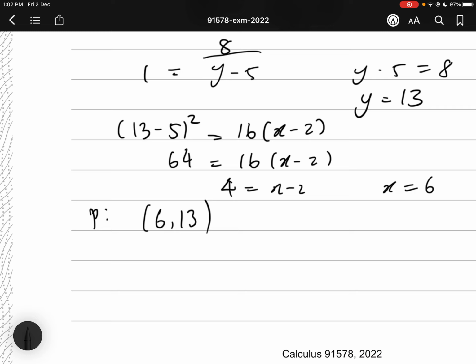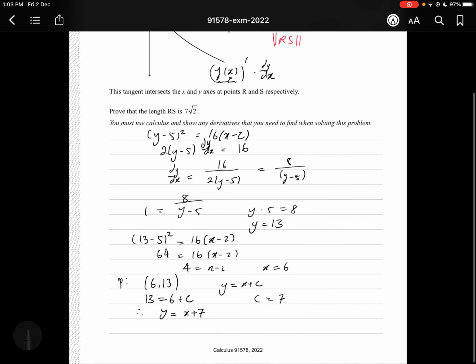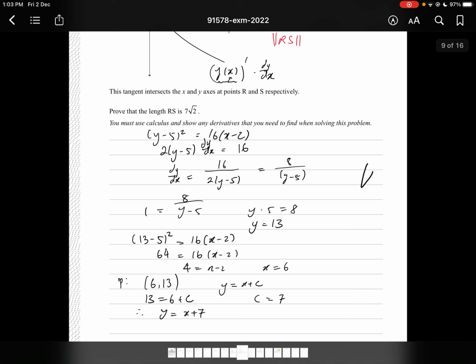We know that the gradient of the tangent is 1, so we can say that y equals x plus c. That's going to be the equation of the tangent. So we can substitute the point P, which is 6, 13, into our equation of the line. So 13 equals 6 plus c, so c equals 7. Therefore y equals x plus 7. And that's really good because now we can find the intersection of x plus 7 with the x and y axes, and we can use that to find the length of the line RS, I think it was. Yeah, we can use it to find RS. Beautiful. Okay.